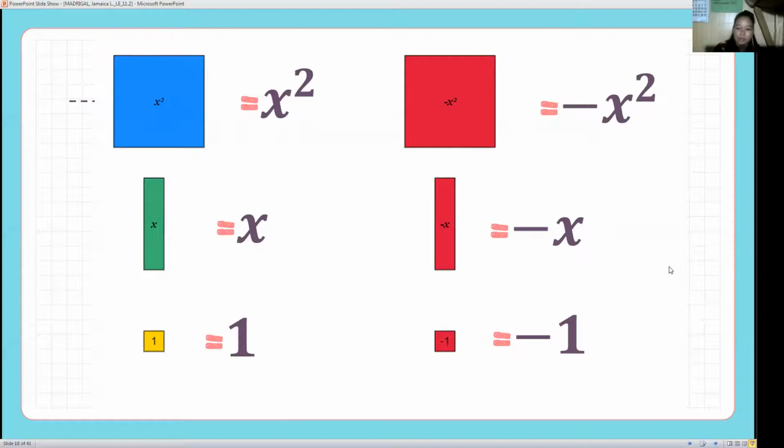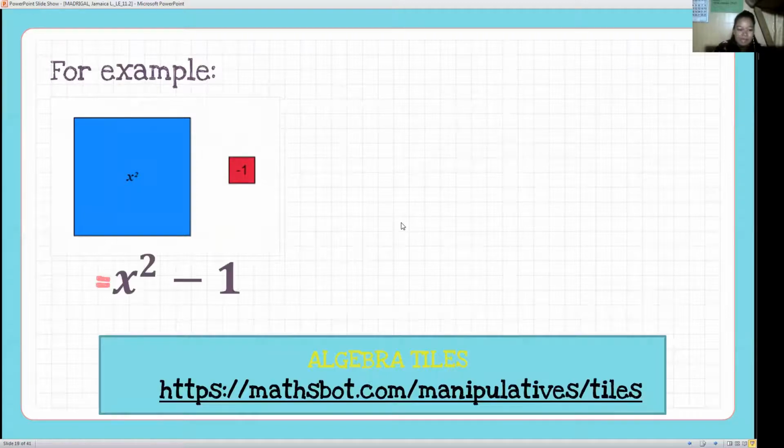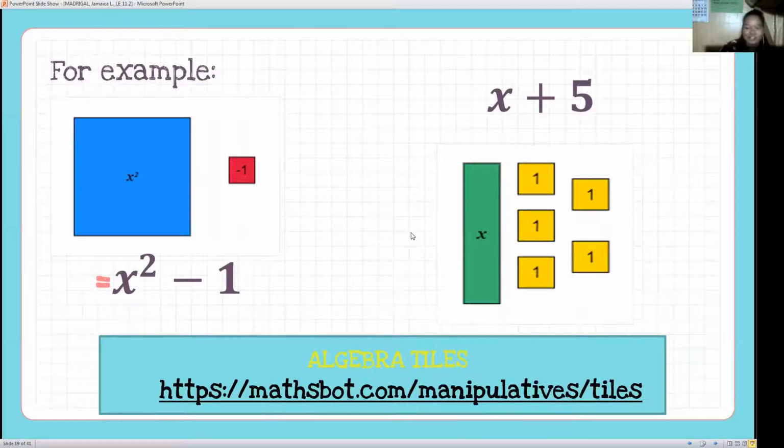Now, for example, I have here one big blue square and one red square. Can you name the polynomial for me? Yes? Very good. It's x squared minus 1. Very good. How about if I am going to illustrate x plus 5? What tiles am I going to use? Yes? 1 green rectangle and 5 yellow small squares. Very good.